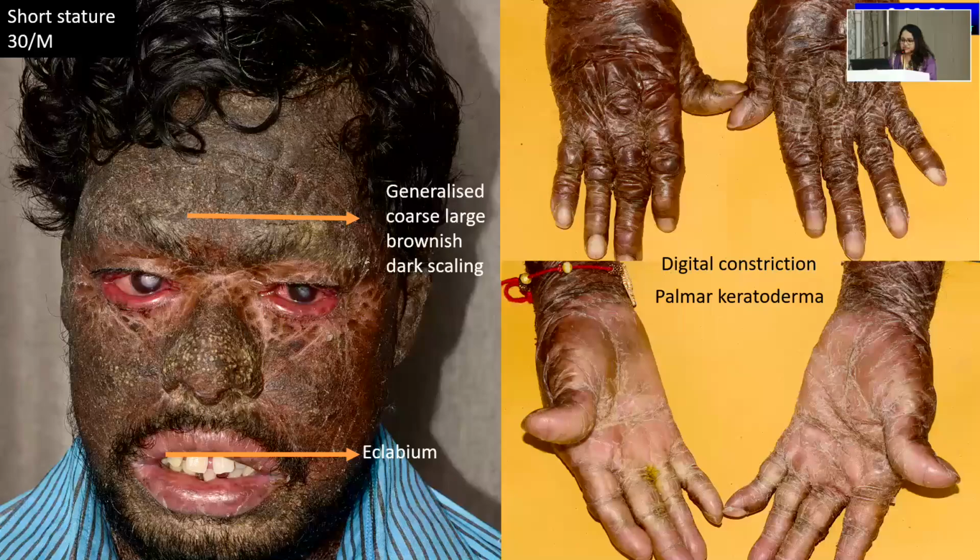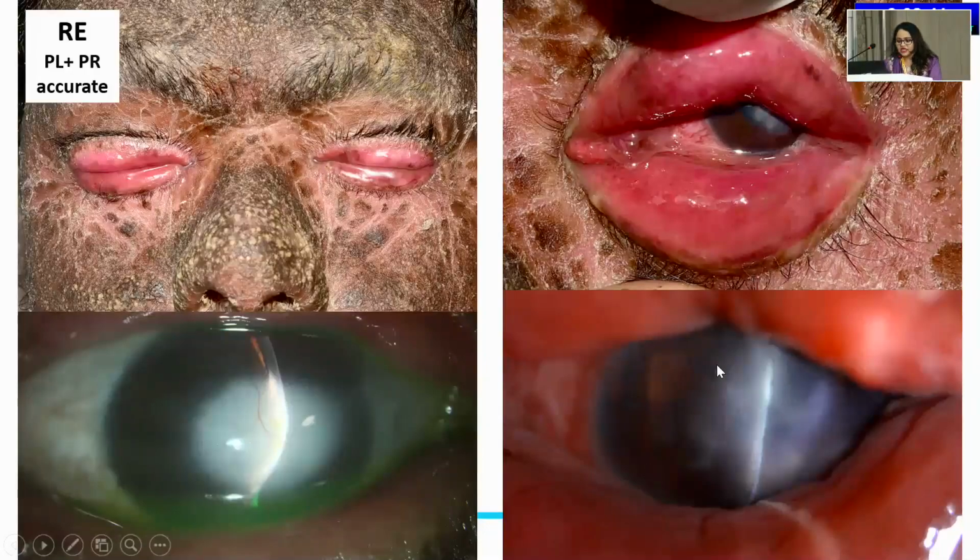Coming to our case, this is a 30-year-old male patient having short stature. External examination showed generalized large brownish dark scaling all over the body, ectropion, which is outward protrusion of the lids, along with digital constriction and palmar keratoderma. He presented with complaints of decreased vision in the left eye since the past few days. In the right eye, he had visual loss since the past few years post an episode of microbial keratitis. His visual acuity in the right eye was PL PR accurate, while that in the left eye was counting fingers.